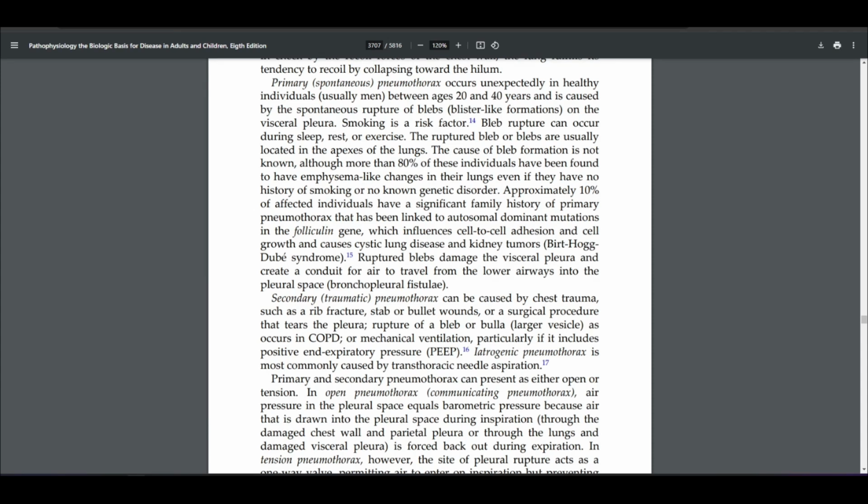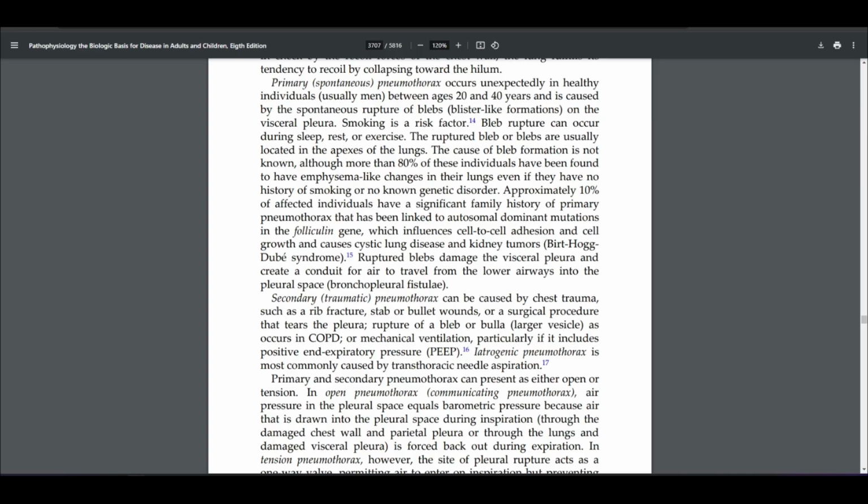individuals have a significant family history of primary pneumothorax that has been linked to autosomal dominant mutations in the folliculin gene, which influence cell-to-cell adhesion and cell growth and cause cystic lung disease and kidney tumors. It's the Birt-Hogg-Dubé syndrome. Ruptured blebs damage the visceral pleura and create a conduit for air to travel from the lower airways into the pleural space, a bronchopleural fistula.